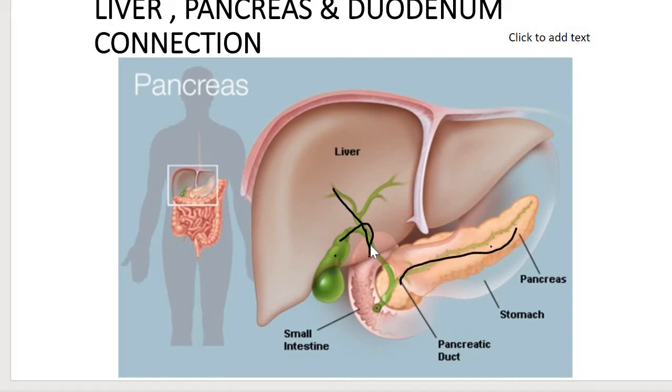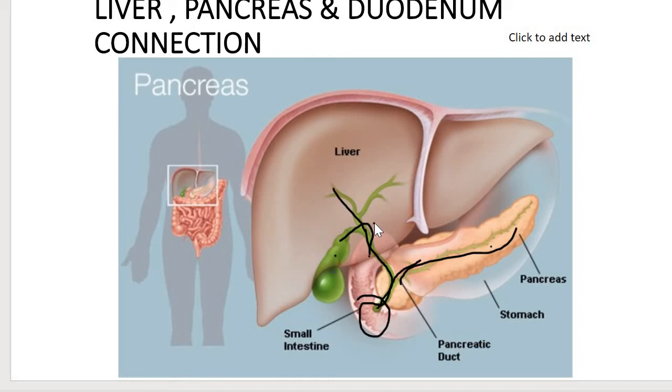Now, these two tubes will join together. Look at this one. This will carry bile juice. This part will carry pancreatic juices. They both together enter into the small intestine, that is the duodenum region, where the digestion takes place.